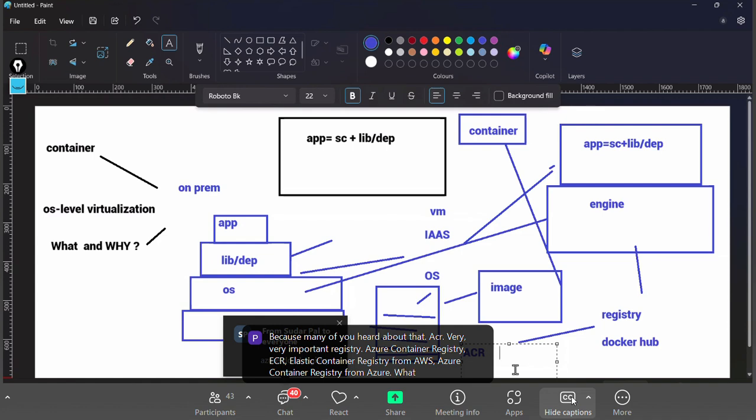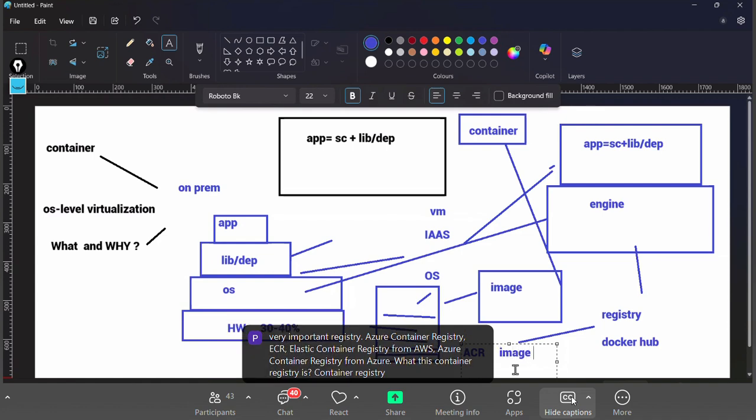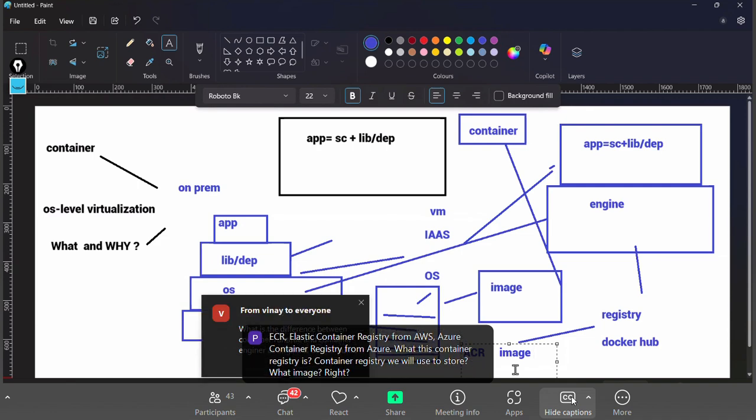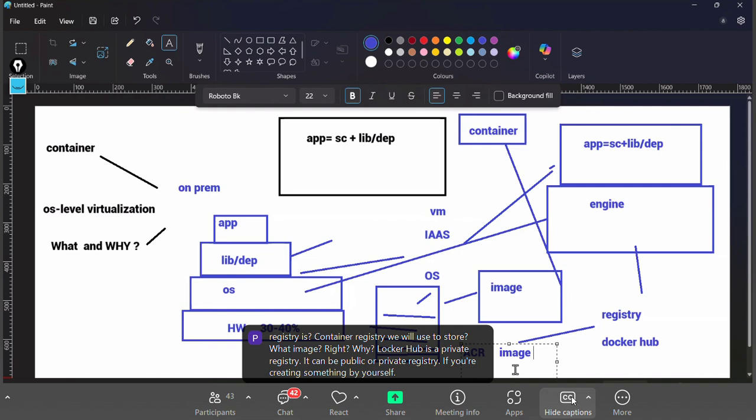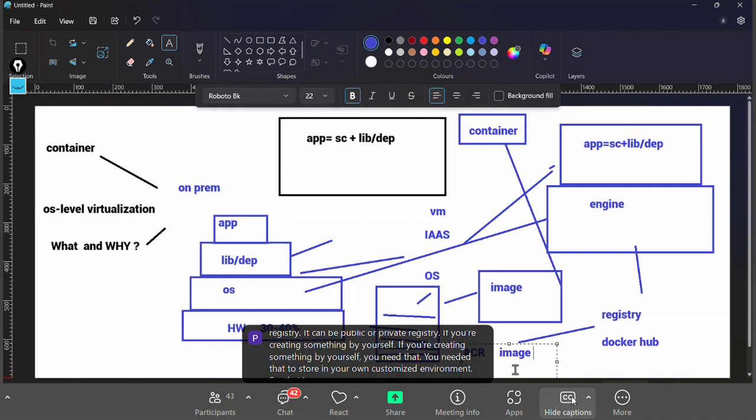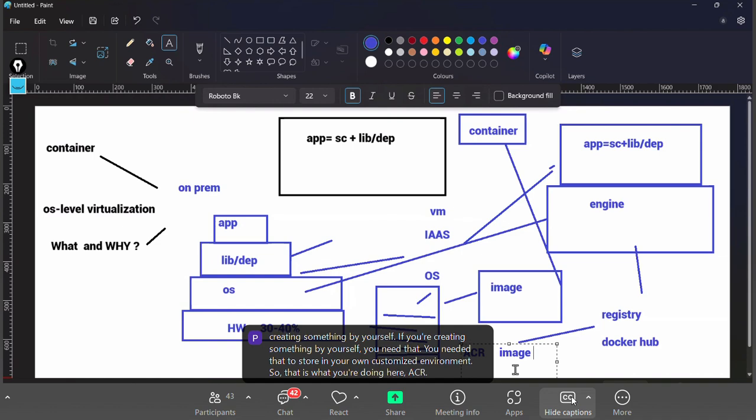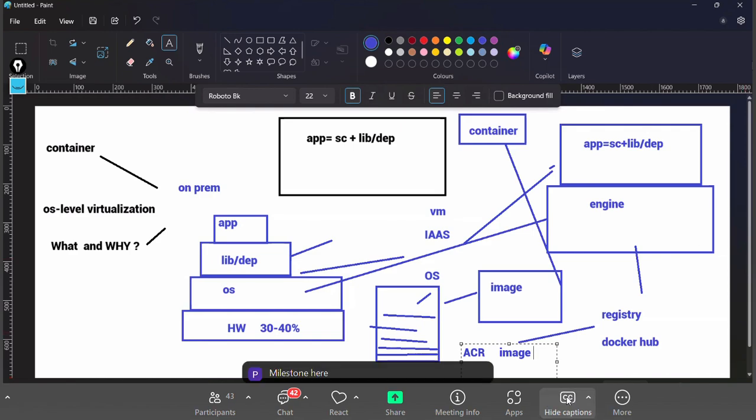What is this container registry? A container registry we will use to store what? Images, right? Docker Hub can be a public or private registry. If you're creating something by yourself, you need that to store in your own customized environment. So that is what you're doing here with ACR, right? Of course, there is more to understand. This is a very huge topic. Don't worry, you understood the milestone here.